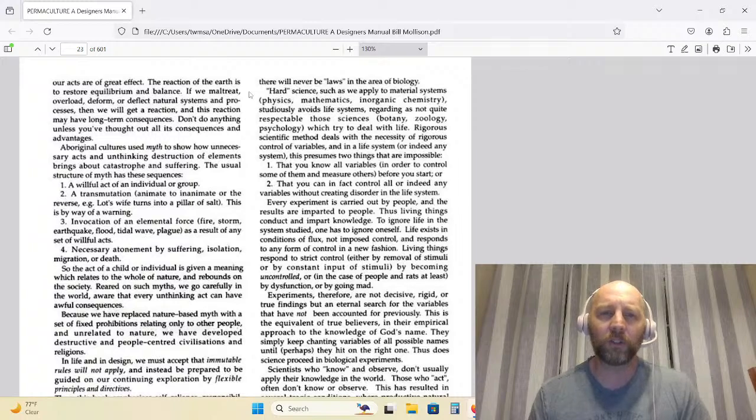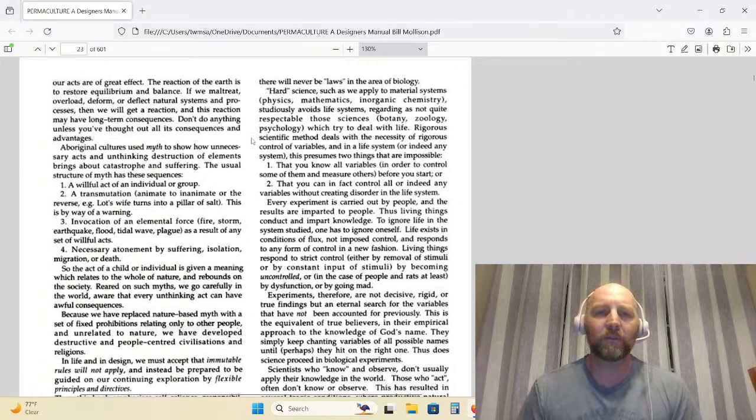Botany, zoology, psychology, which try to deal with life. Rigorous scientific method deals with the necessity of rigorous control of variables, and in a life system, or indeed any system, this presumes two things that are impossible. 1. That you know all variables, in order to control some of them and measure others, before you start, or 2. That you can in fact control all or indeed any variable without creating disorder in the life system.